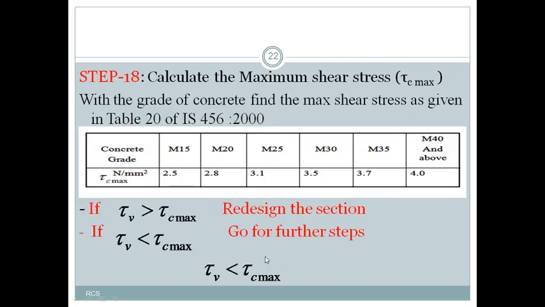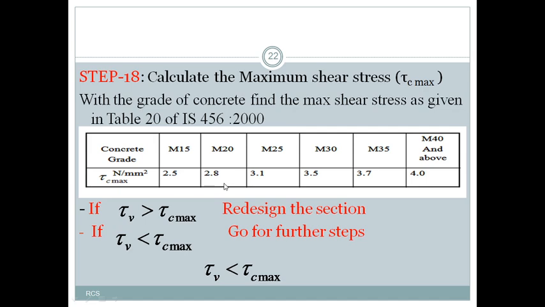Then calculate the maximum shear stress, tau c max. Why should we calculate this? By comparing tau V and tau c max, we decide whether to go for design of the member or for redesign of the member, that means we check the adequacy for providing shear reinforcement. The tau c max value is taken from Table 20 of IS 456-2000 and depends upon the grade of concrete. The grade of concrete given in the problem is M20, so the corresponding maximum shear stress is tau c max equal to 2.8 Newton per mm square.